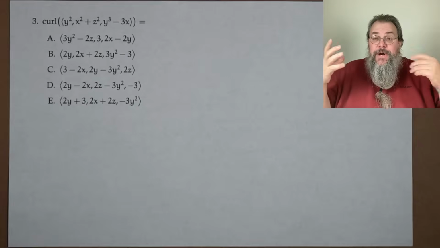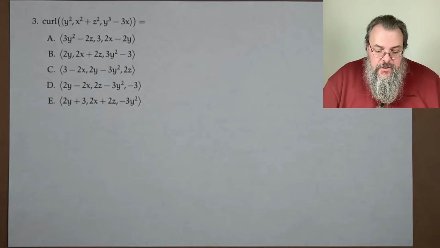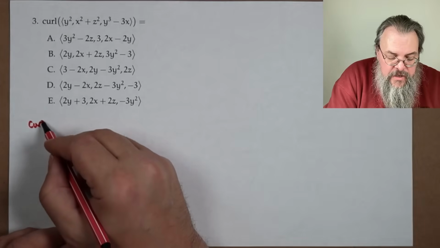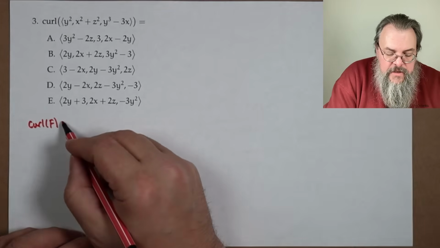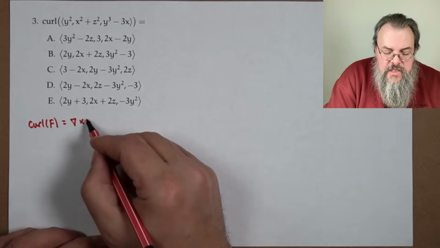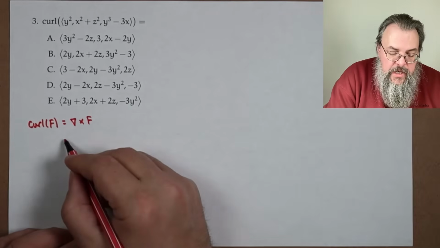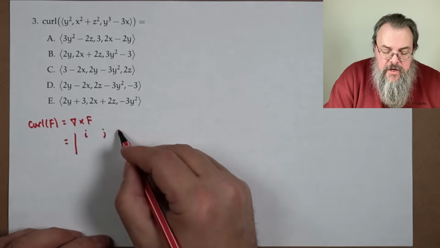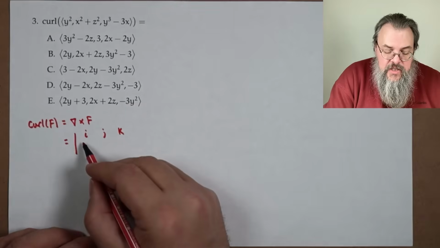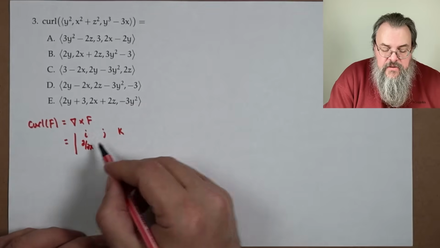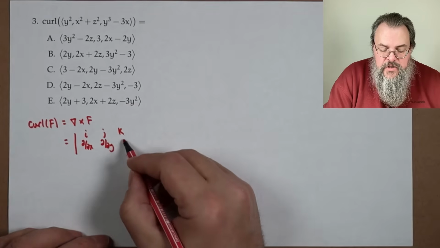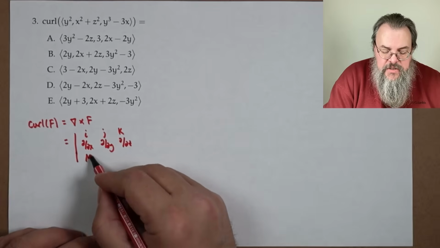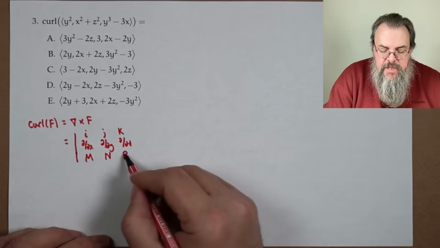Okay, but how does it work? So the curl, this involves your del operator. So the curl of a vector valued function f is del cross f. Now the way I remember to do it, and I would encourage you to think of it this way too, it's a cross product, so you have your i, j, k. Your del is your partial derivatives: partial x, partial y, partial z, and then you put in your entries of f, m, n, and p.